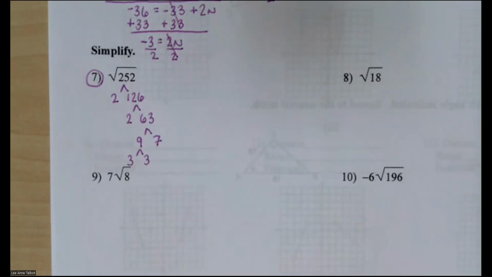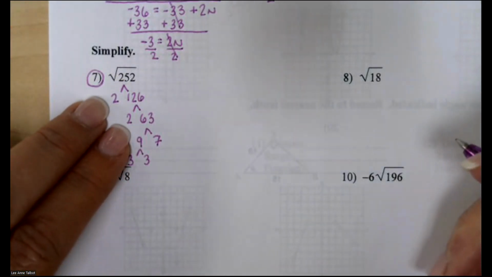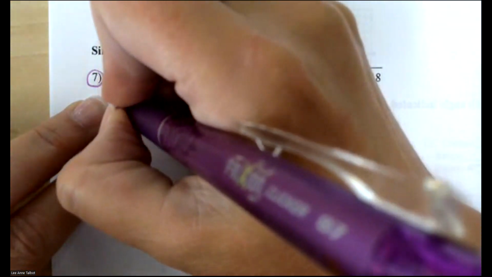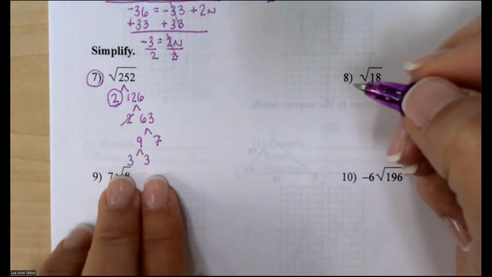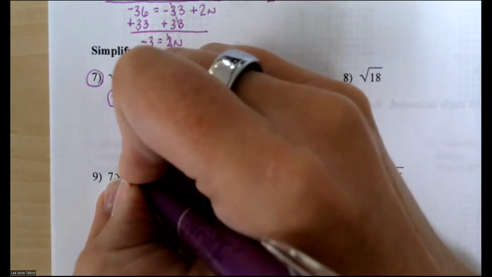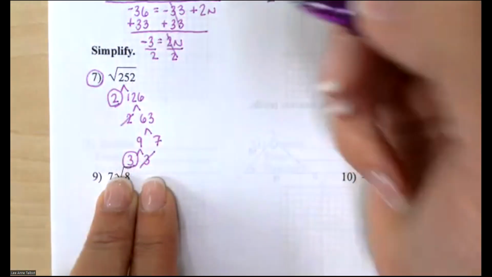Why am I asking this? Because when you're simplifying square roots, you don't want to look at the 126, 63, or the 9, because those branched into something else. So you don't look at those when you simplify square roots. Now you think about poker and you're looking for pairs. I find a pair of 2s here. Circle one, cancel the other. I found a pair of 3s. Circle one, cancel the other.